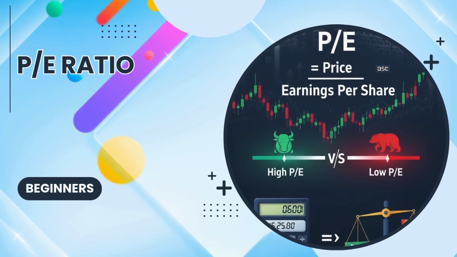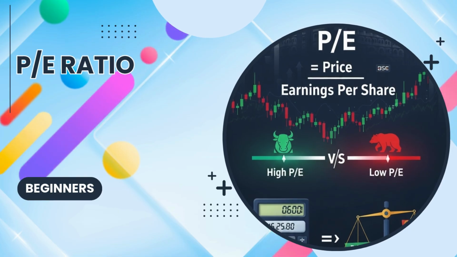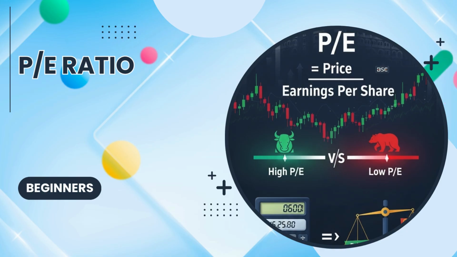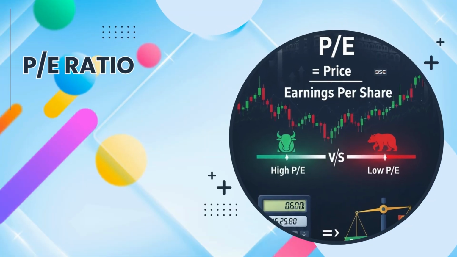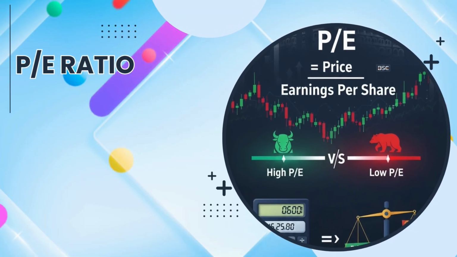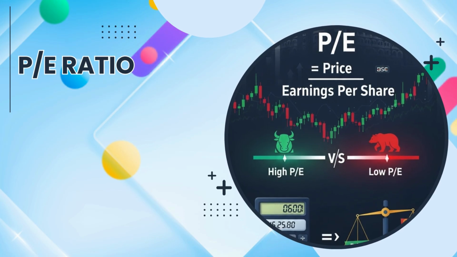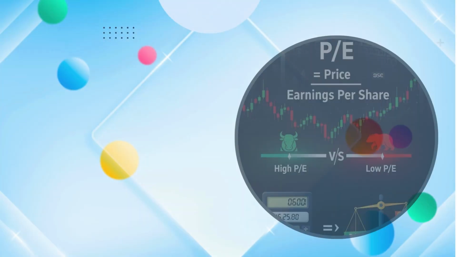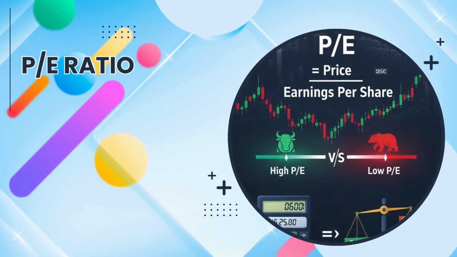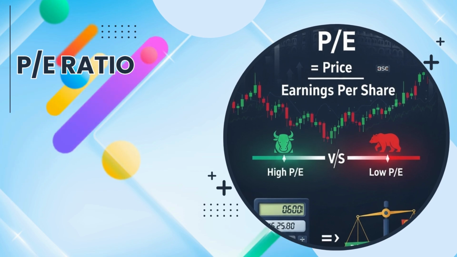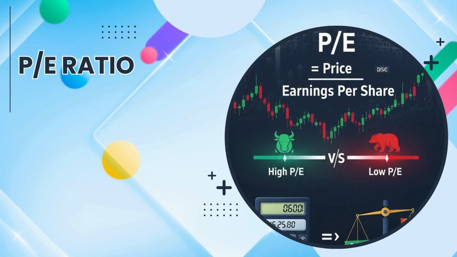The P/E ratio is one of the most used valuation tools. It's calculated as the share price divided by the company's earnings per share, or EPS. A high P/E may indicate that investors expect strong future growth, while a low P/E could mean the stock is undervalued, or that the company's growth has slowed. But remember, P/E must be compared within the same industry. A bank's ideal P/E is very different from a tech company's. Used wisely, it helps investors identify fair value.